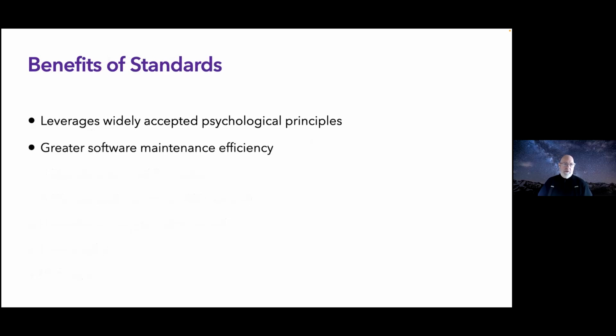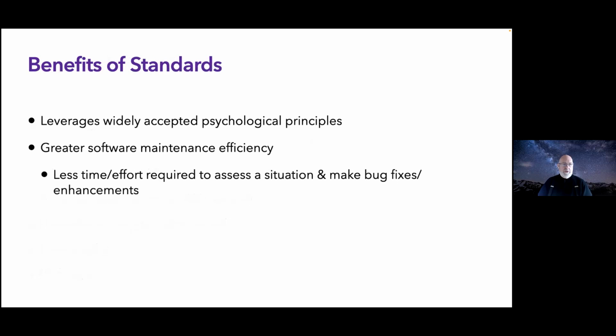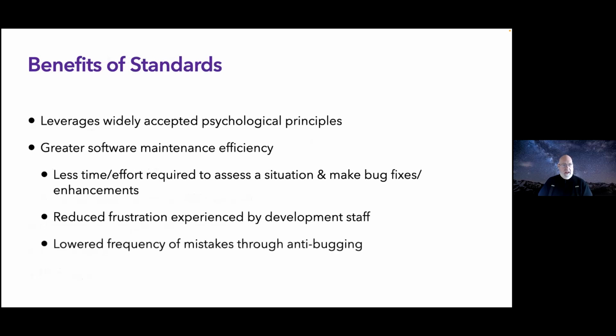So what are the benefits of standards? It leverages widely accepted psychological principles. And that results in greater maintenance efficiency, which means less time and effort required to assess a situation so that we can make changes. It reduces our frustration, and it lowers frequency of mistakes through a principle called anti-bugging. Anti-bugging is a concept that was coined back in the day in a book called The Psychology of Computer Programming. Still in print. I think it's in its 30th year or something like that. But anti-bugging is the concept of writing code in such a way that bugs are precluded just by the way the code's written.